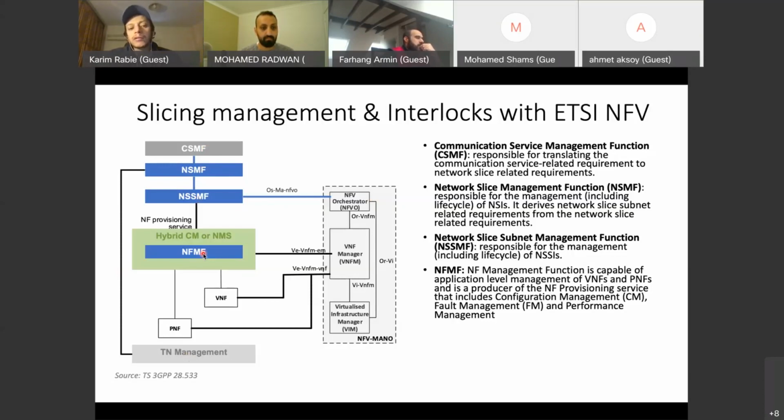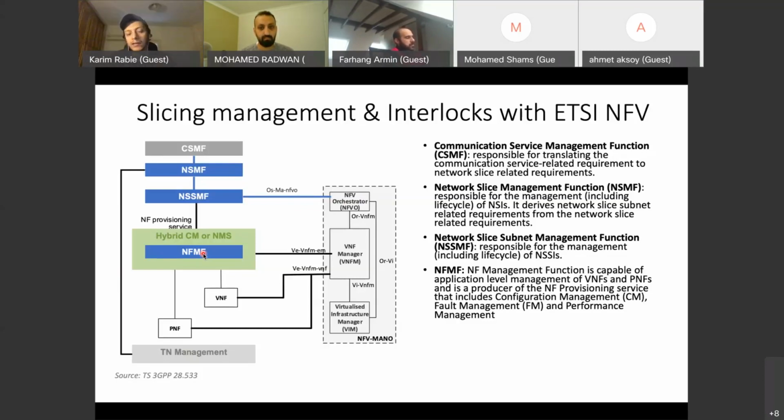This is responsible for the configuration, fault management, and performance management. That's why some vendors see that it's a part of the EMS. So it's a very good candidate to be part of the EMS. So this is a new stack: CSMF, NSMF, NSSMF, and NFMF. It's always confusing. This is what is suggested by 3GPP, and this is how they are integrated with the ETSI NFV.